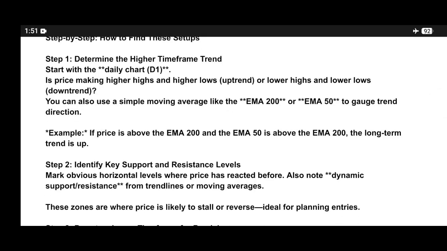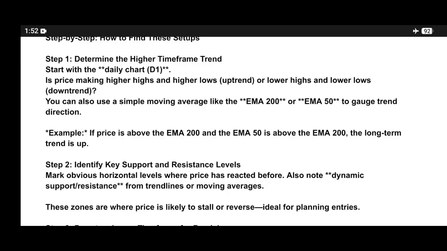Can you also use a simple moving average like the 200 EMA or 50 EMA to gauge trend direction? Example, if price is above the 200 EMA and the 50 EMA is above the 200 EMA, the long-term trend is up.